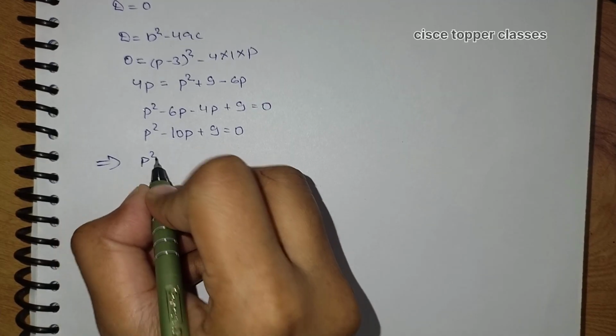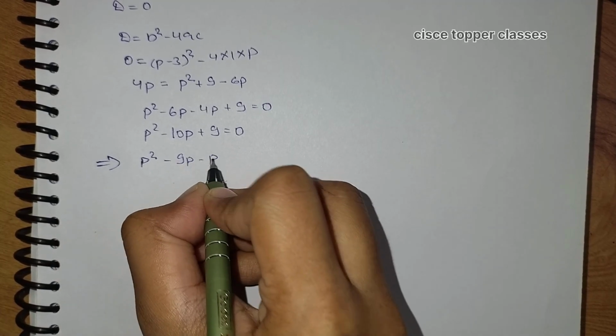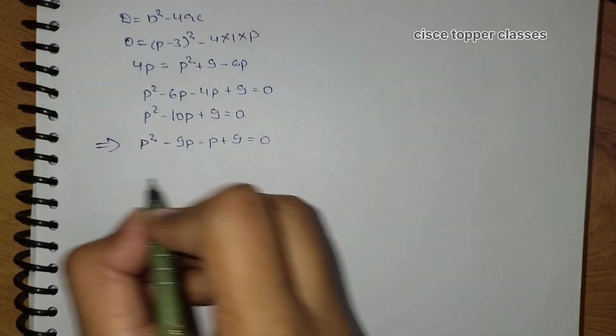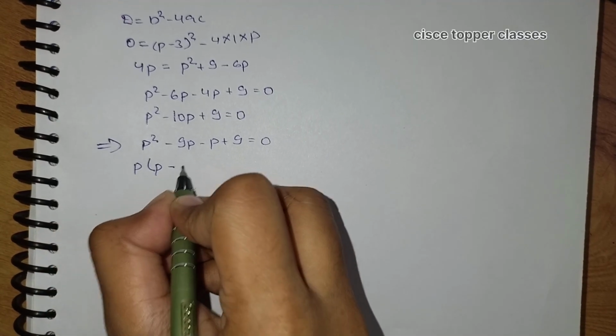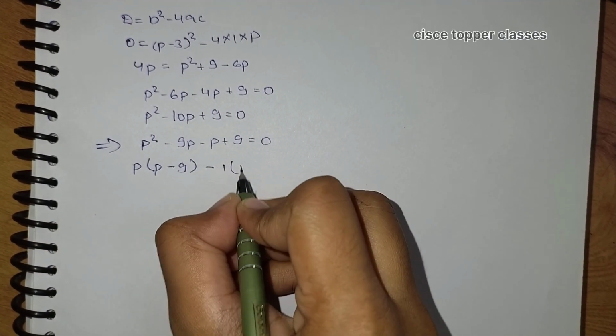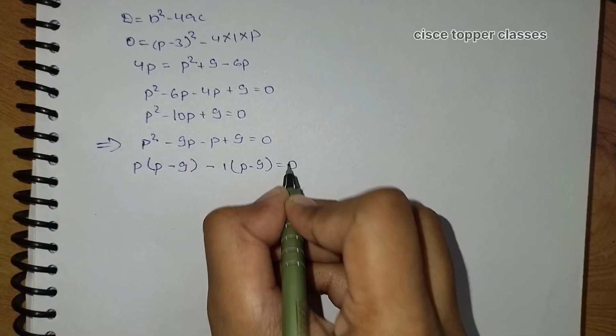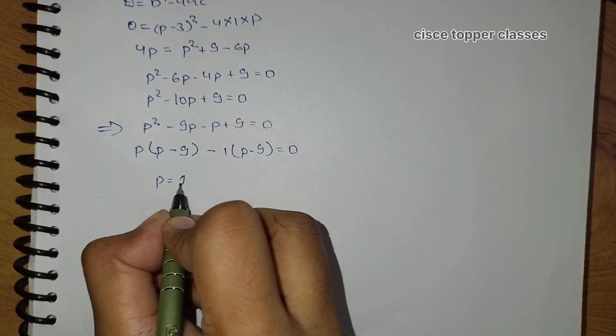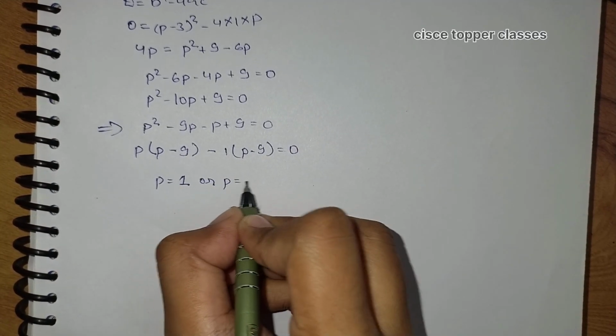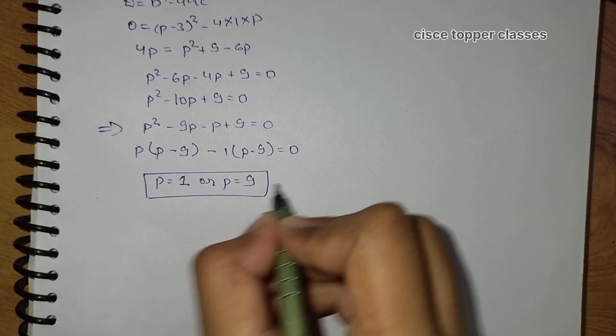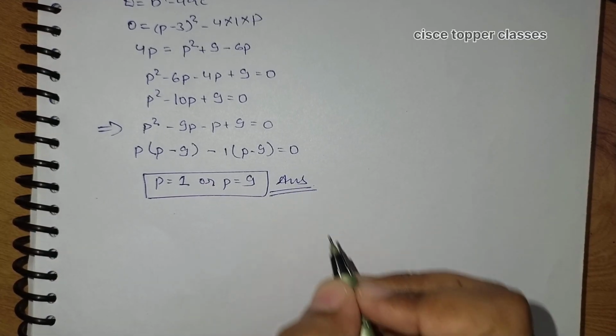So p square minus 9p minus p plus 9 is equal to 0. Taking p as common, it will become p(p minus 9) minus 1 as common, again (p minus 9) equal to 0. So p is equal to 1 or p is equal to 9 is the final answer in this question, and this is the solution of question number 4 second part.